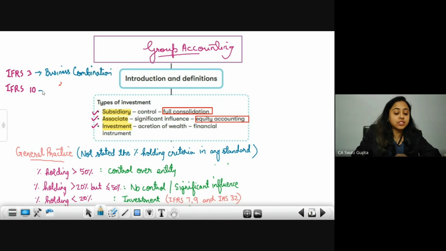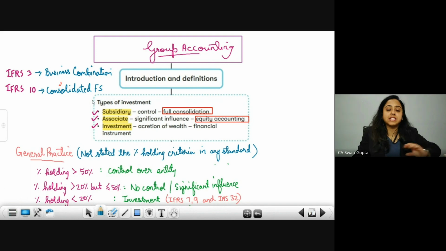Whereas IFRS 10 tells you about CFS, Consolidated Financial Statements. So business combination will tell you about the relationships, when it's a subsidiary, when it's an associate, when it's an investment. Whereas IFRS 10 will tell you how to go ahead while preparing your balance sheet and PL under consolidation for group entities.